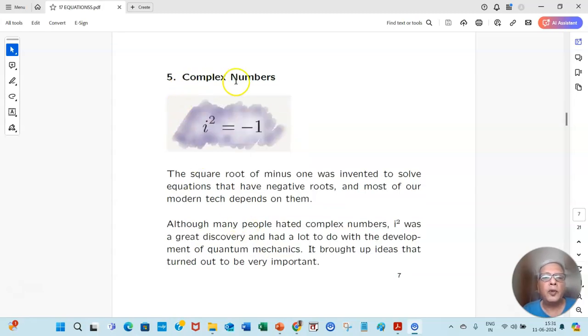Then we go to number 5, complex numbers, i square equals minus 1. The square root of minus 1 was invented to solve equations that have negative roots, and most of our modern tech depends on them. Although many people hated complex numbers, i square is a great discovery and had a lot to do with the development of quantum mechanics. It brought up ideas that turned out to be very important. So our mathematics is useless without complex numbers in today's life.